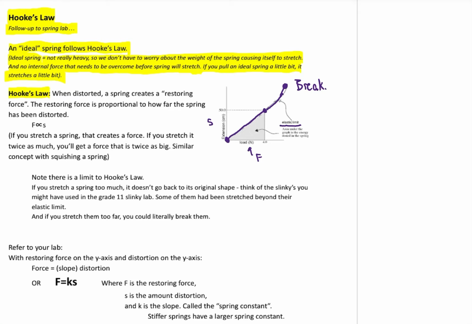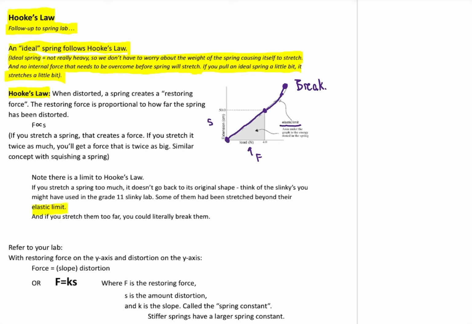But if you did the Slinky lab, the Slinkies we have in the school have been abused over the years. They don't go back to their original shape. They've been stretched too far, twisted, tangled. If you've got a spring like that that has been overstretched, that means you've pulled it beyond its elastic limit.